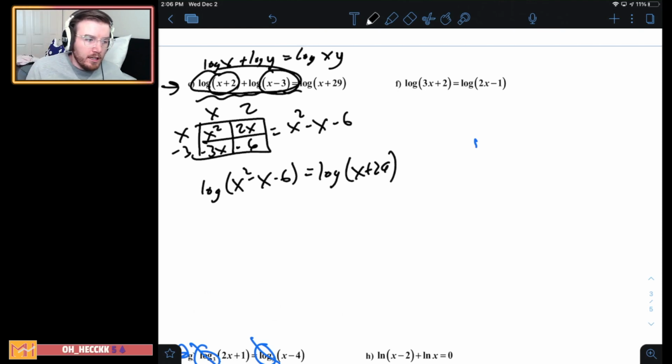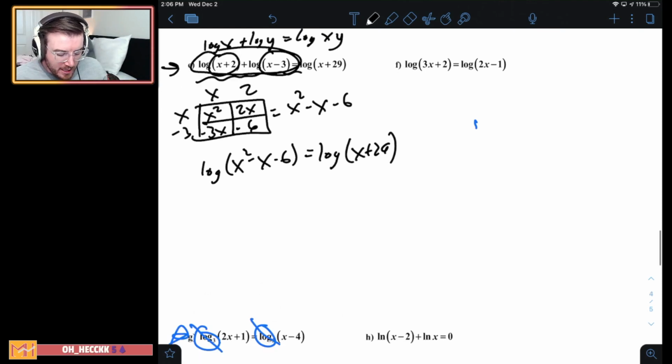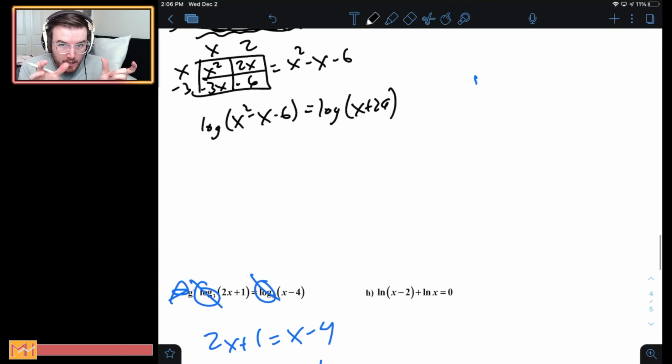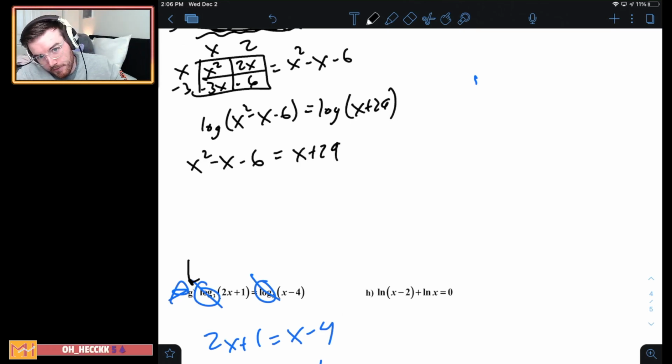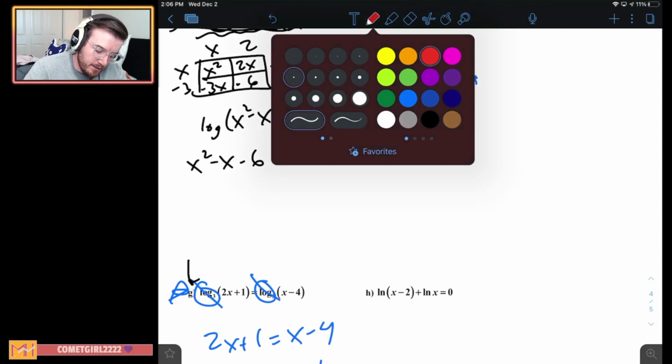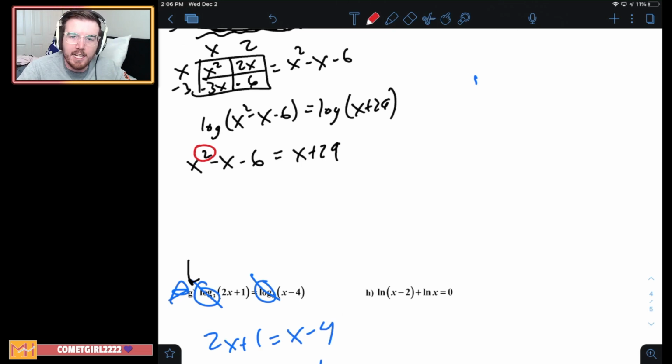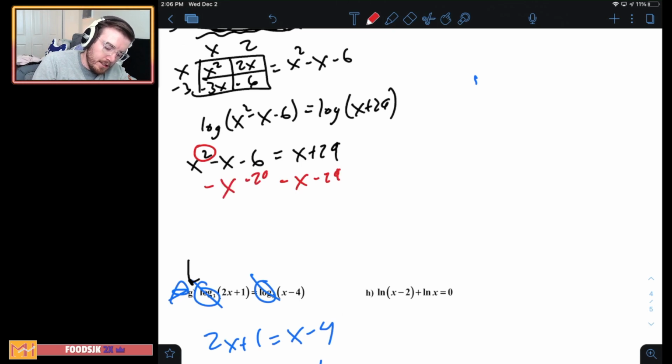Now I have one log on one side, one log on the other. They're the same, log and log. It's the exact same thing that I just did for G. Set the insides equal to each other. Don't hate me. It's a quadratic equation. Oh no, right? Set it equal to 0, factor and solve. Come on, we've done it a million times. Don't hate me.